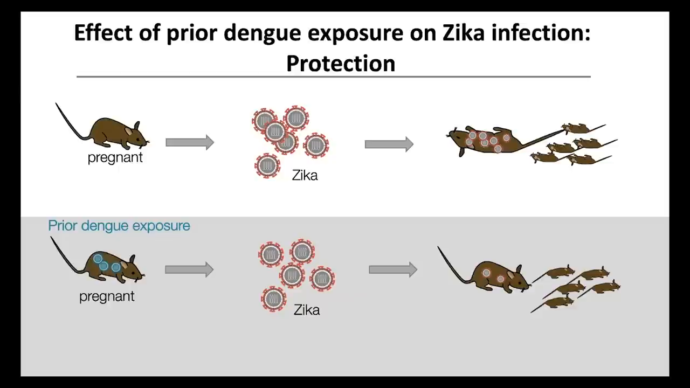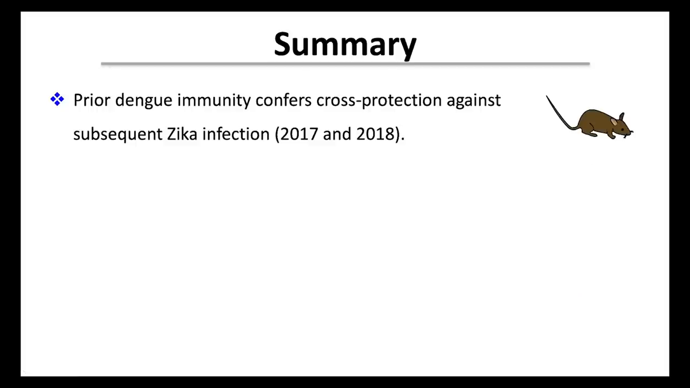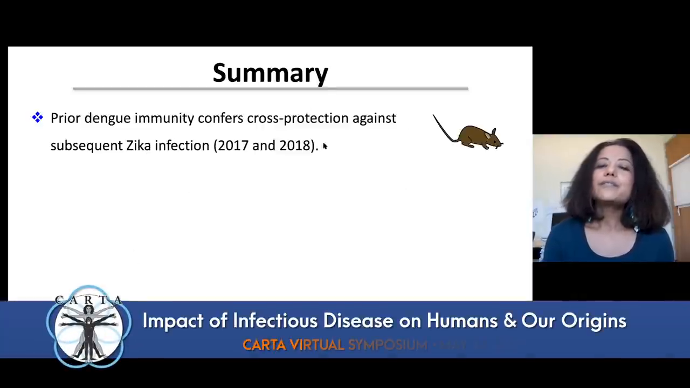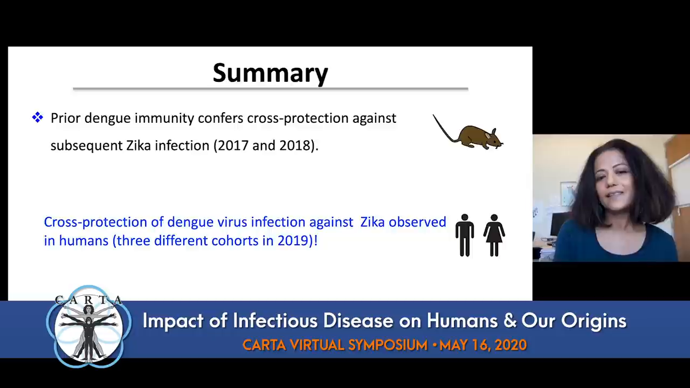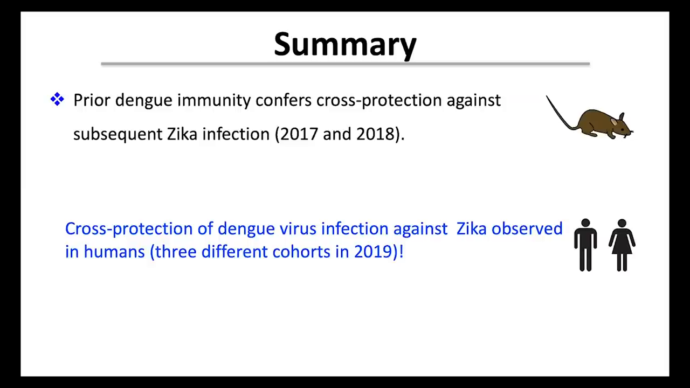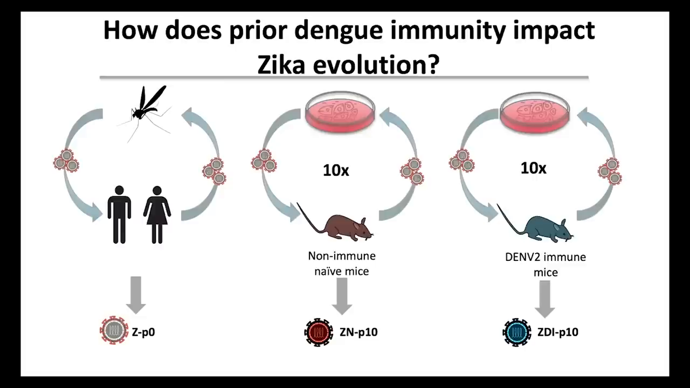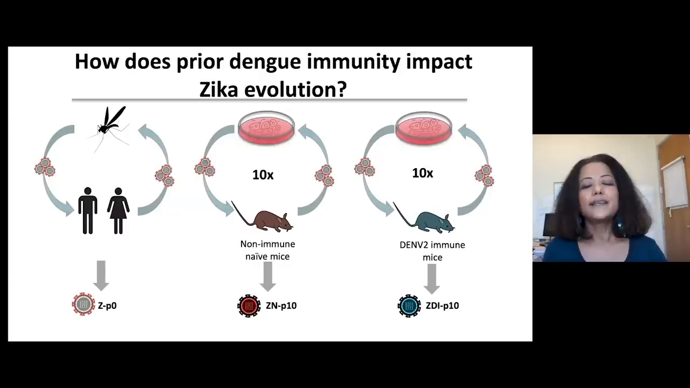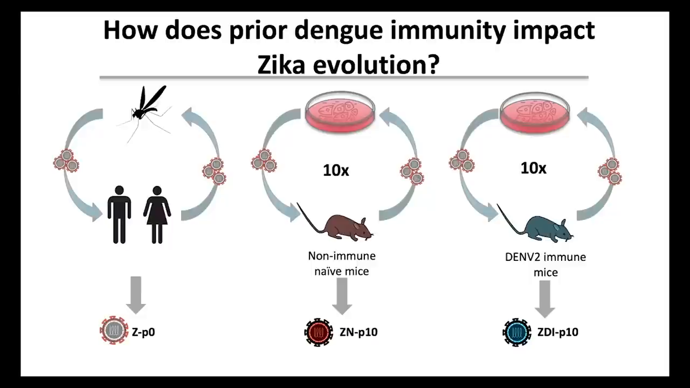This kind of experiment showed that this prior dengue exposure, this pre-existing dengue immunity, actually provides cross-protection against subsequent Zika infection. We reported our results back in 2017 and 2018. And last year, in 2019, three different groups representing three independent human cohorts indeed observed the same phenomenon, which is that prior dengue exposure provides cross-protection against subsequent Zika infection, even against congenital Zika syndrome. The human data gave us more confidence in our mouse model of this sequential dengue-Zika infection. And we next asked the following question: how does prior exposure to dengue influence Zika evolution?